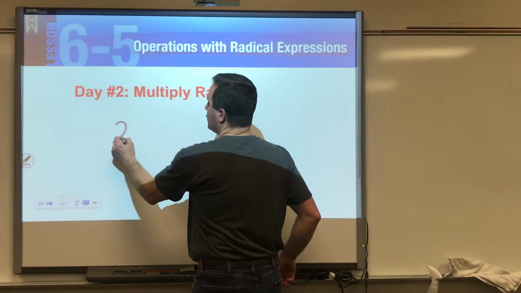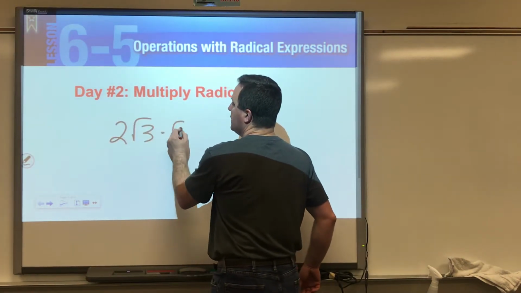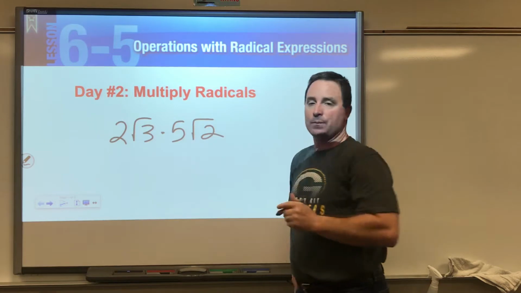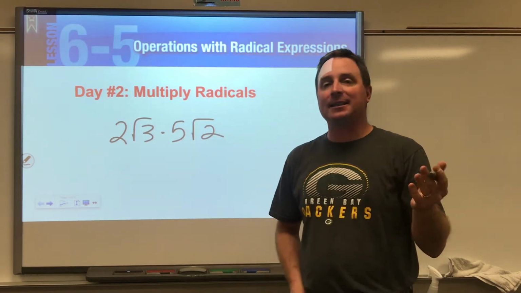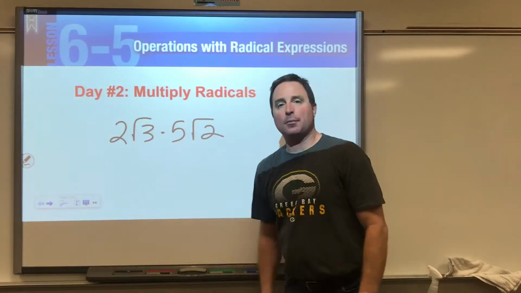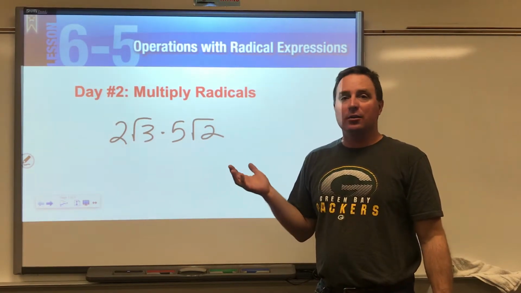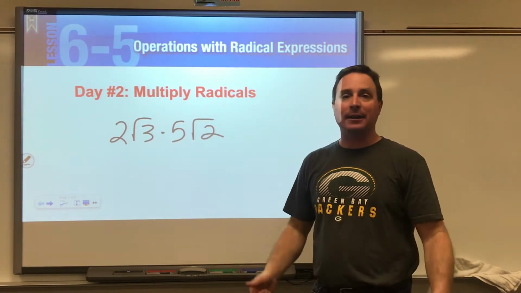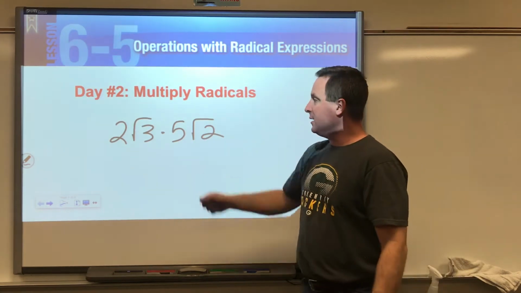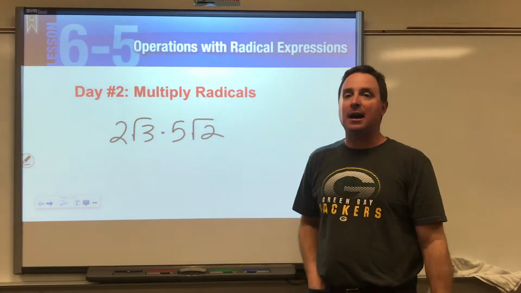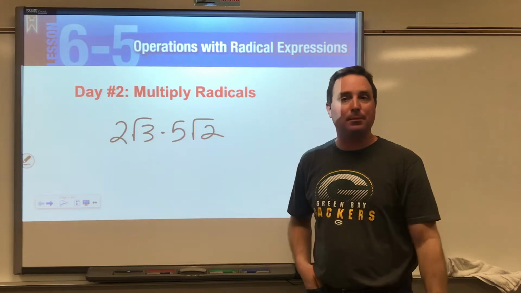What if I had 2 square roots of 3 times 5 square roots of 2? Now in the previous lesson with adding and subtracting, we talked about the radical part having to be the same. But with multiplying, just like with fractions, we don't need common denominators when we multiply. Same thing here with radicals, we don't have to have common radicals. They don't have to be the same, that's perfectly fine.